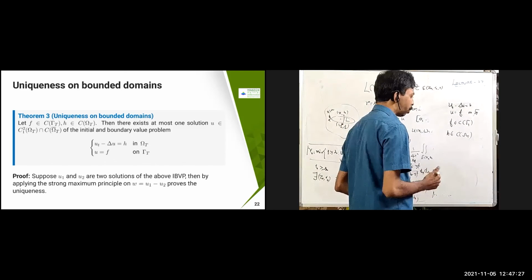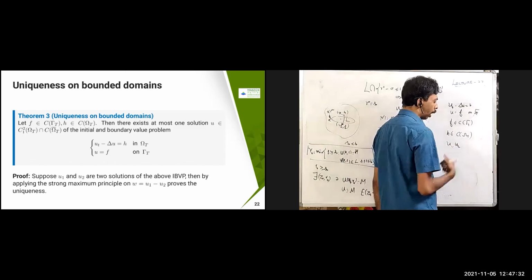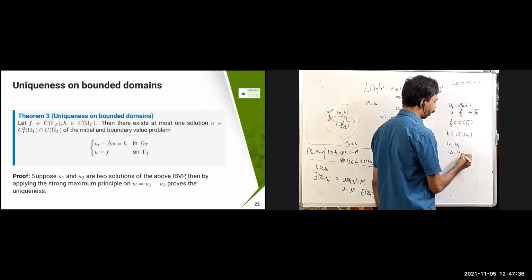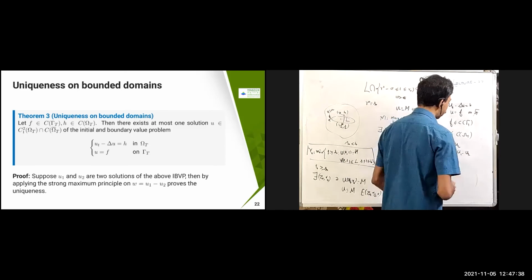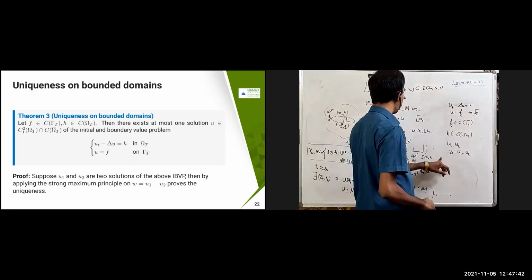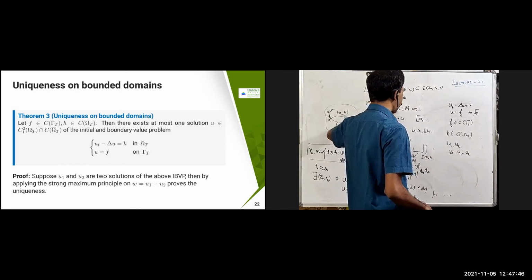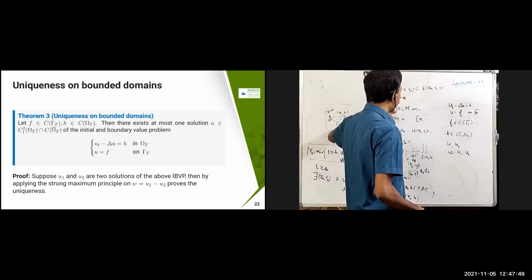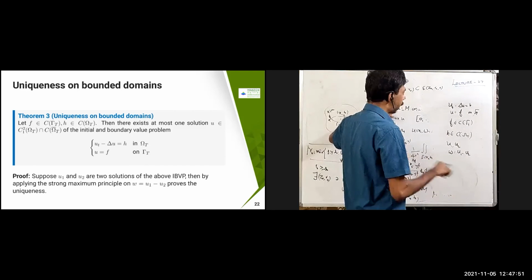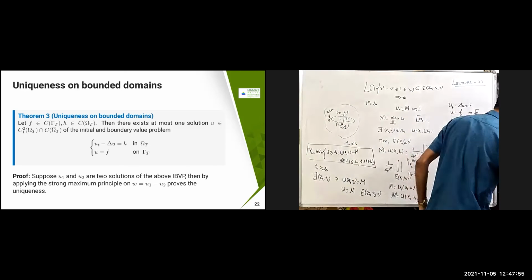Again, the proof is very simple. Take U1 and U2 as two solutions of this IVP. You are going to define W equal to U1 minus U2. Then you are going to use the strong maximum principle. So apply the strong maximum principle. What are you going to get? W is going to be 0 on the entire domain, as we have discussed in the previous one.